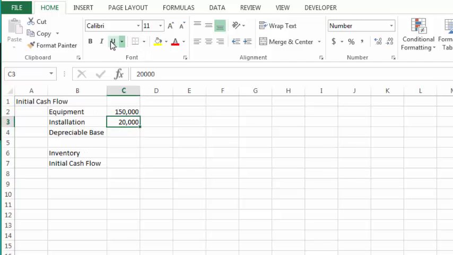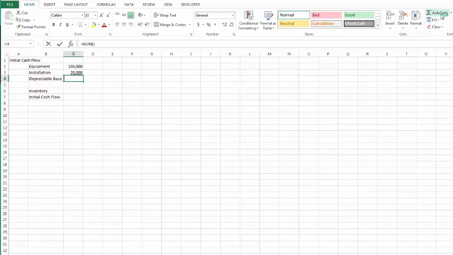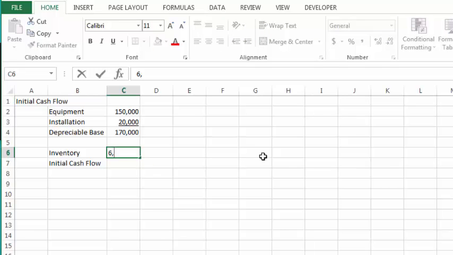I'm going to underline that and sum. The inventory is 6,000. And now I'm going to do something a little screwy.